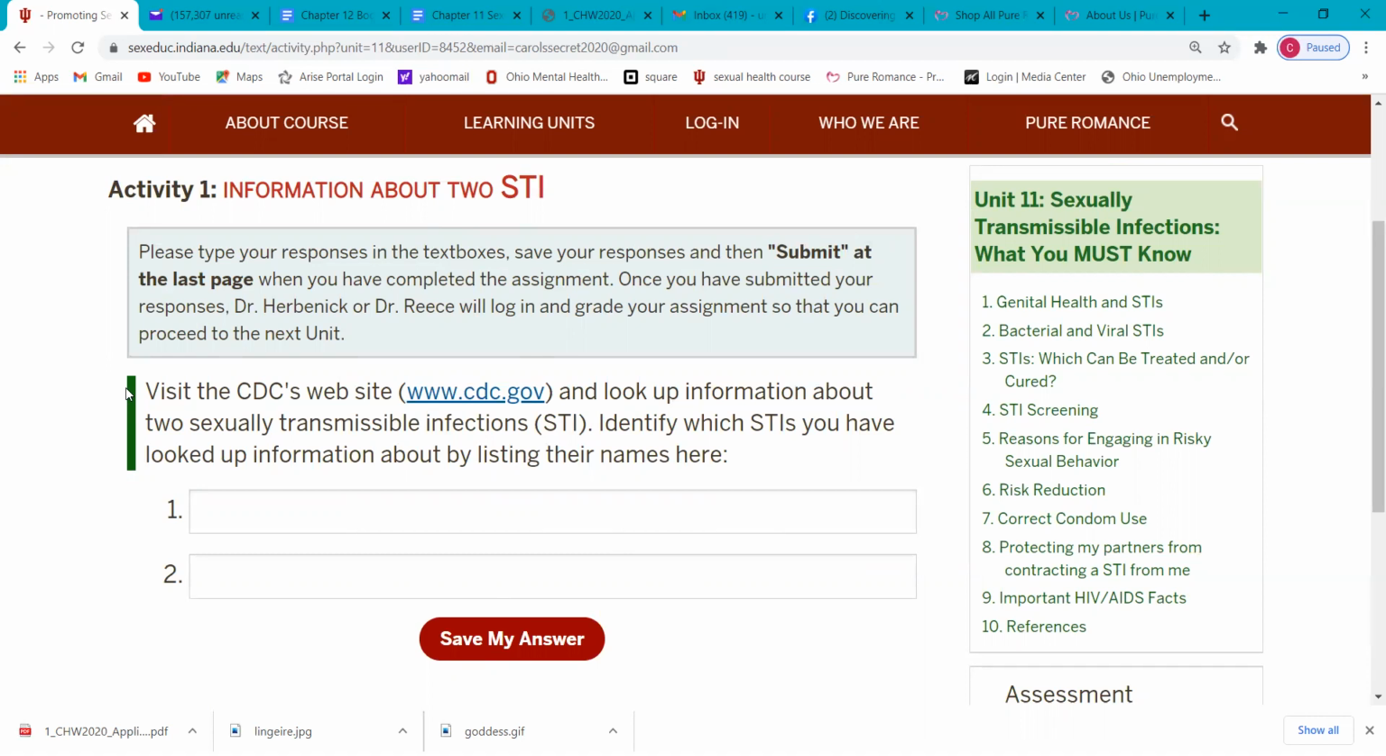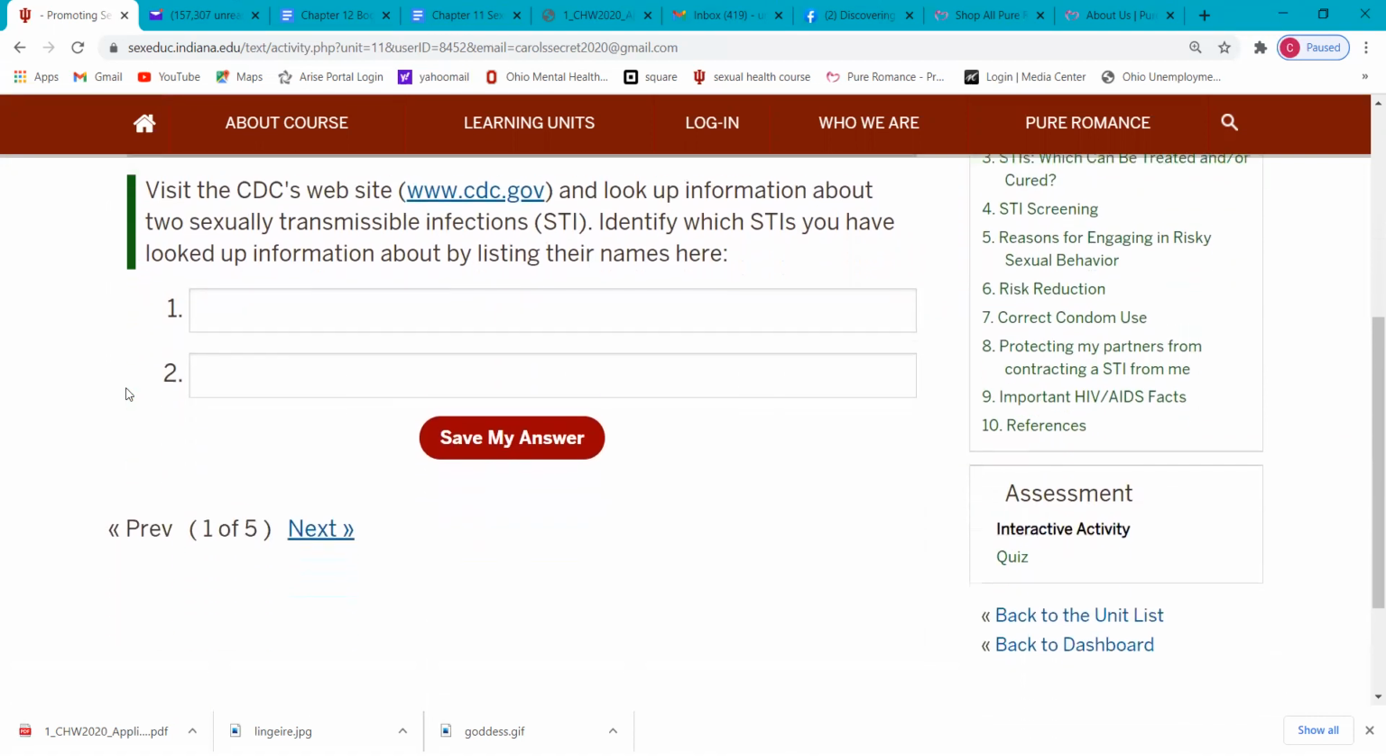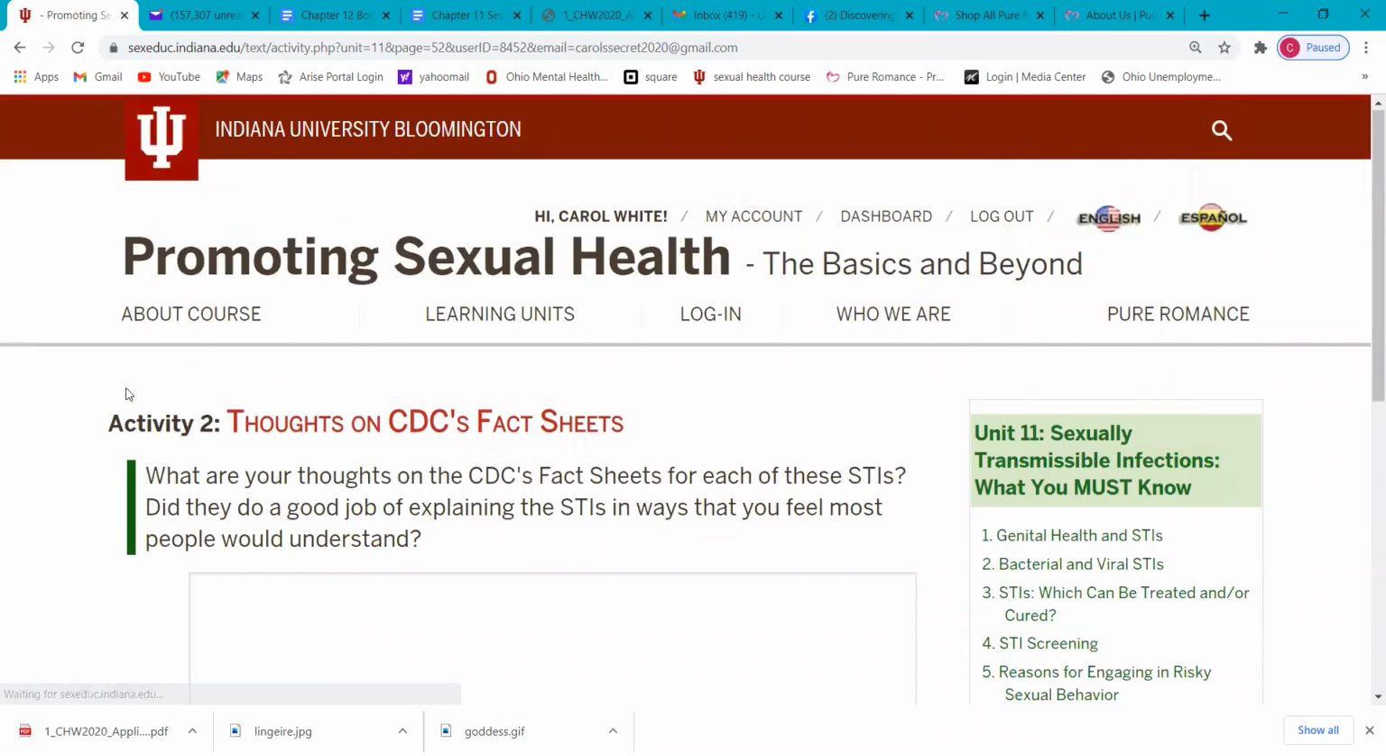All right, let's see, what part are we on? Okay, it says visit the CDC's website and look up information about 2 sexually transmissible infections. Identify which STIs you have looked up the information about, and then list their names here. Okay, so it's 5 different activities.